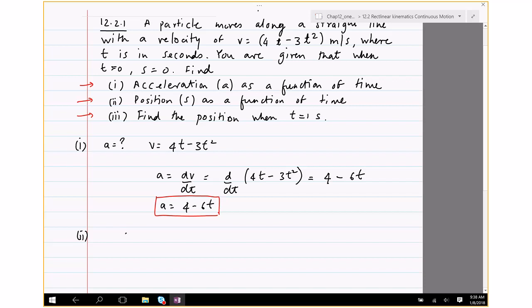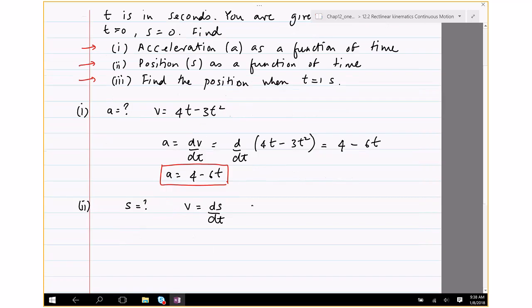Okay, the second is find s as a function of time. How can you find the position given the velocity? What's the definition of position in terms of velocity? The rate of change of position is the velocity. So if you substitute the value for v and integrate, you should be able to find s. Let me write this down as 4t minus 3t squared equals ds/dt. What I did was I moved things around: I multiplied both sides by dt.